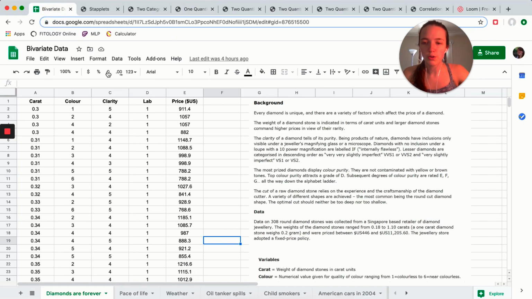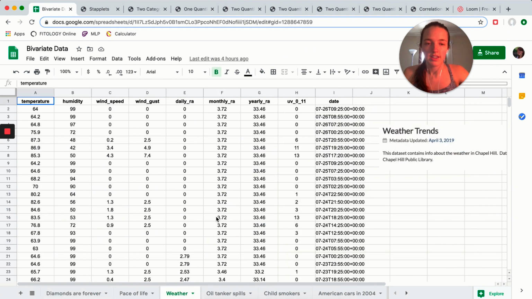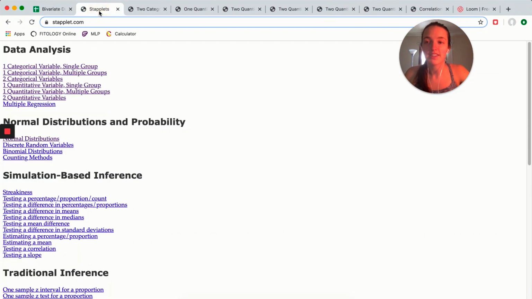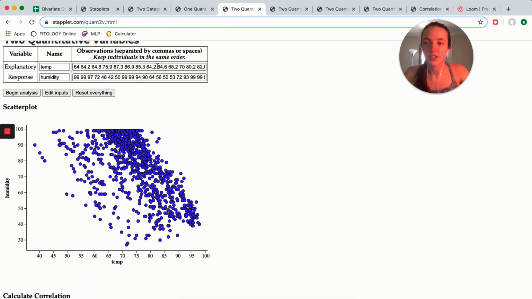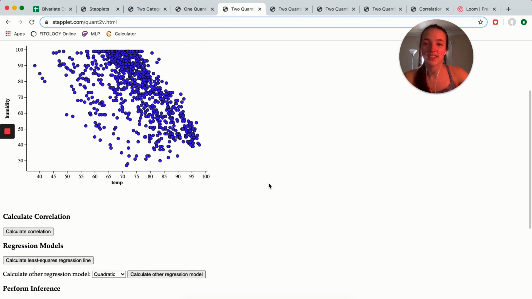So, two quantitative variables, I am going to look at the weather spreadsheet. This was weather data taken from Chapel Hill in North Carolina. We're going to compare temperature and humidity. So for that, I went to Scatterplot and did two quantitative variables. Surprise, surprise. So here's temperature as my explanatory, humidity as my response, and this is called a scatterplot.